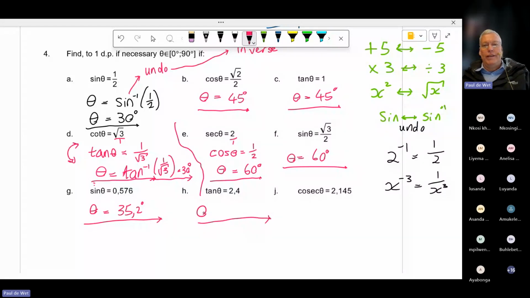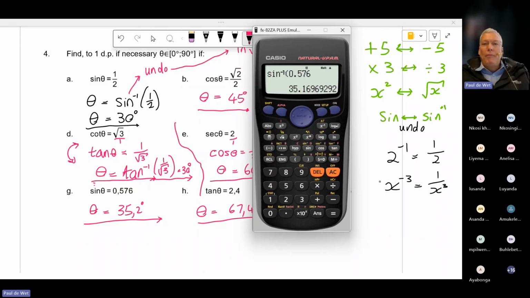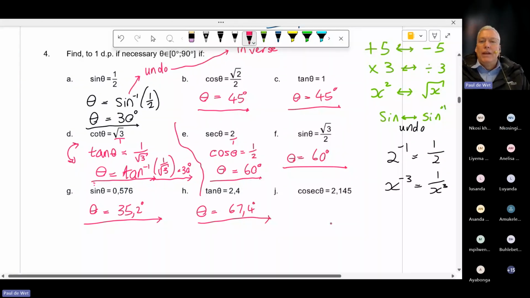All right, who can tell me what if tan theta is 2,4, what's theta? Someone, let's have also to 1 decimal place. 67,4 degrees. I'm just going to check it. I'm going to go shift tan 2,4. 67,4. Well done. Okay. 1 decimal.